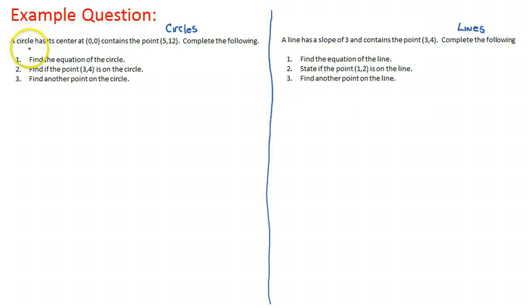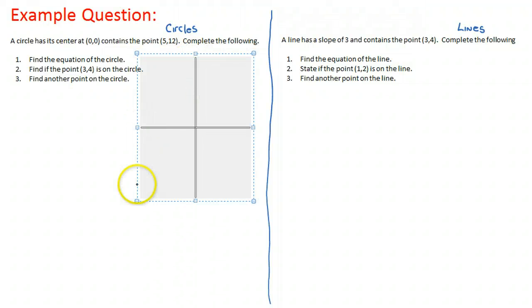A circle has a center at (0, 0) and contains the point (5, 12). Complete the following. We want to find the equation of the circle, find if the point (3, 4) is on the circle, and find another point on the circle. One thing that I always like to do before I start is to draw a picture.